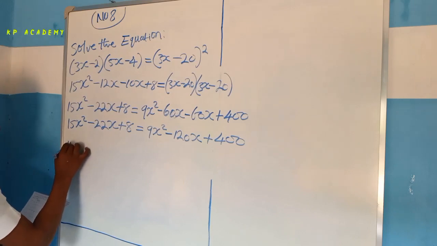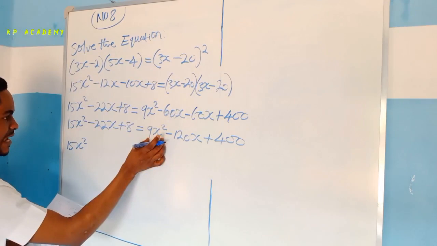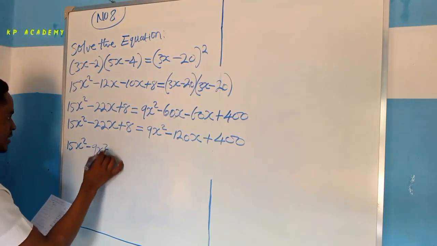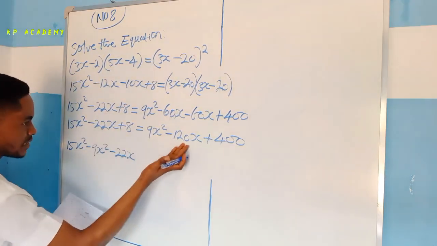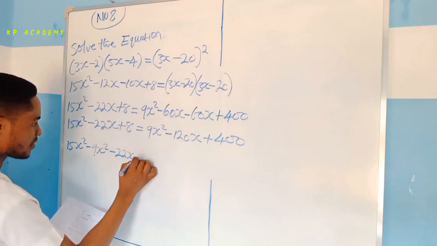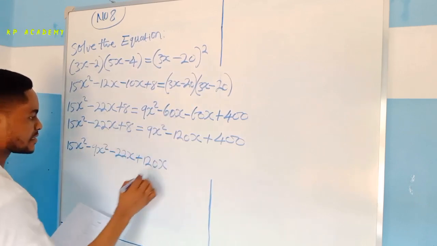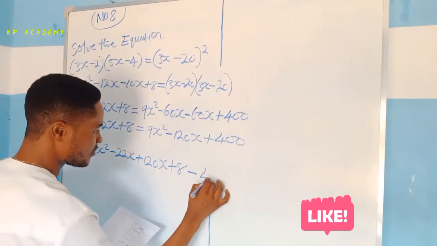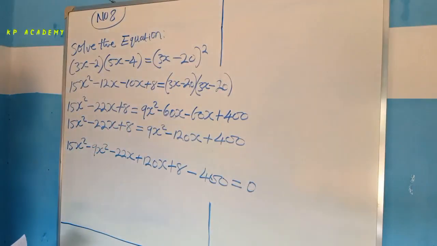Therefore, this 15x squared is already on the left. So let 9x squared come over. Therefore, we are going to have minus 9x squared. Minus 22x is already here. So let this one come over. We're going to have plus 120x. Then this 8 is already here, plus 8. Let this one come over. We're going to have minus 400, all equal to 0, because nothing is now left on the right hand side of the equation.